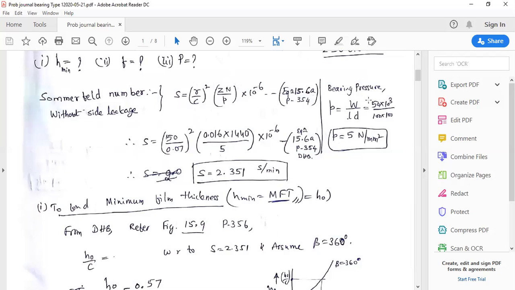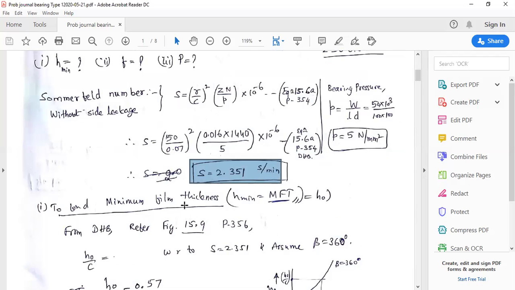To calculate the Sommerfeld number, the bearing pressure is also required. Bearing pressure is given by W divided by L into D, or W divided by 2RL. The equation is also available in the data handbook, so you can use this equation to calculate the pressure. The pressure value is 5 newton per mm square. So the value of S is 2.351.